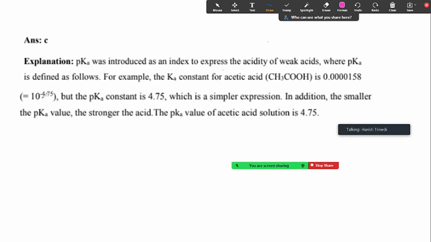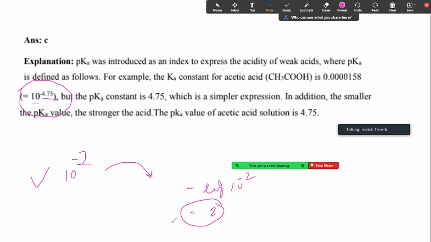So you can understand here it is 10 power minus 4.75. Suppose any acid has concentration 10 power minus 2. So this concentration is higher compared to this one, obviously, since it is minus 2. But if you find the pK value, what will the pK value be? It will be minus logarithm of 10 power minus 2, so it will be simply 2.